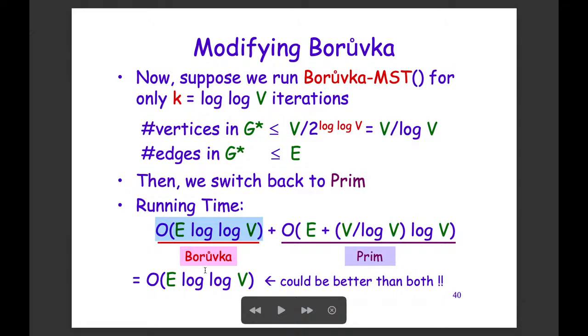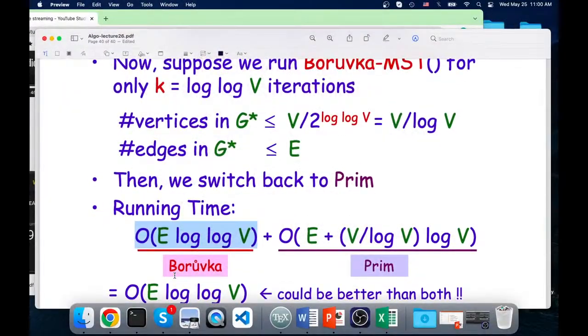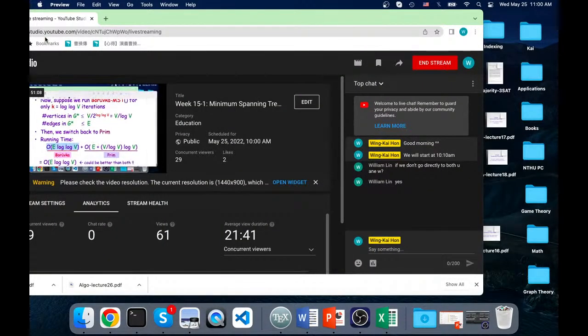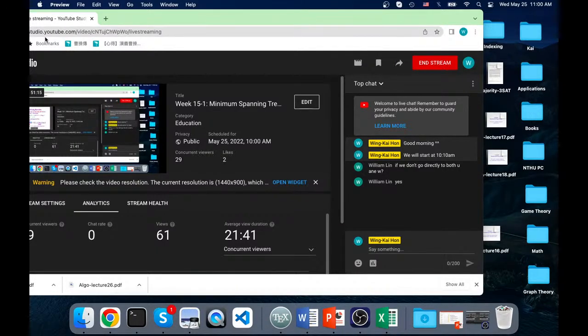So E log V may not be better than Prim. It really depends on the size of V. But for some scenarios, when E is large but not that large, in that case E log V will be better. Okay, so this is the running of Boruvka's algorithm. So that's the minimum spanning tree algorithm.